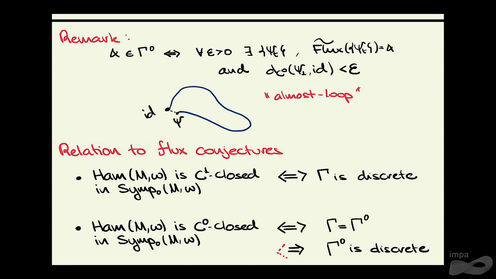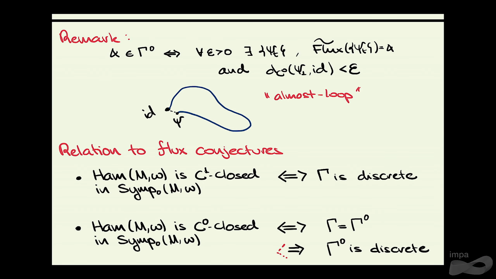Now in the C0 case, the C0 flux conjecture is equivalent to showing that the C0 flux group is equal to the usual flux group. And in particular, that implies that the C0 flux group is discrete. Now, the way back here, it's not known. We don't know if it's true.